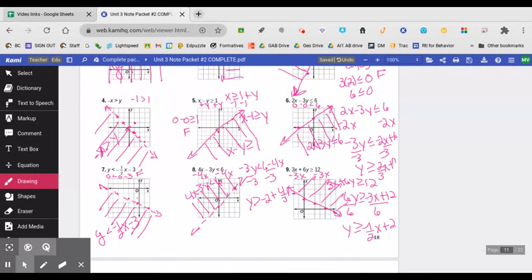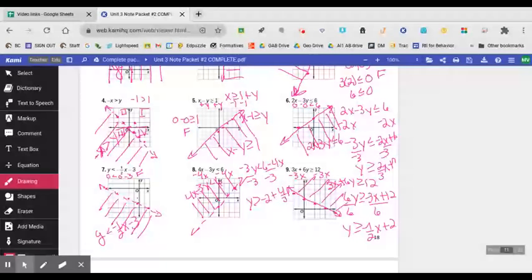Okay, so I started off by graphing number 4. It has a y-intercept of 0 and a slope of negative 1, and it's a dotted line, and I shaded towards quadrant 3. Remember, our quadrants go 1, 2, 3, 4.